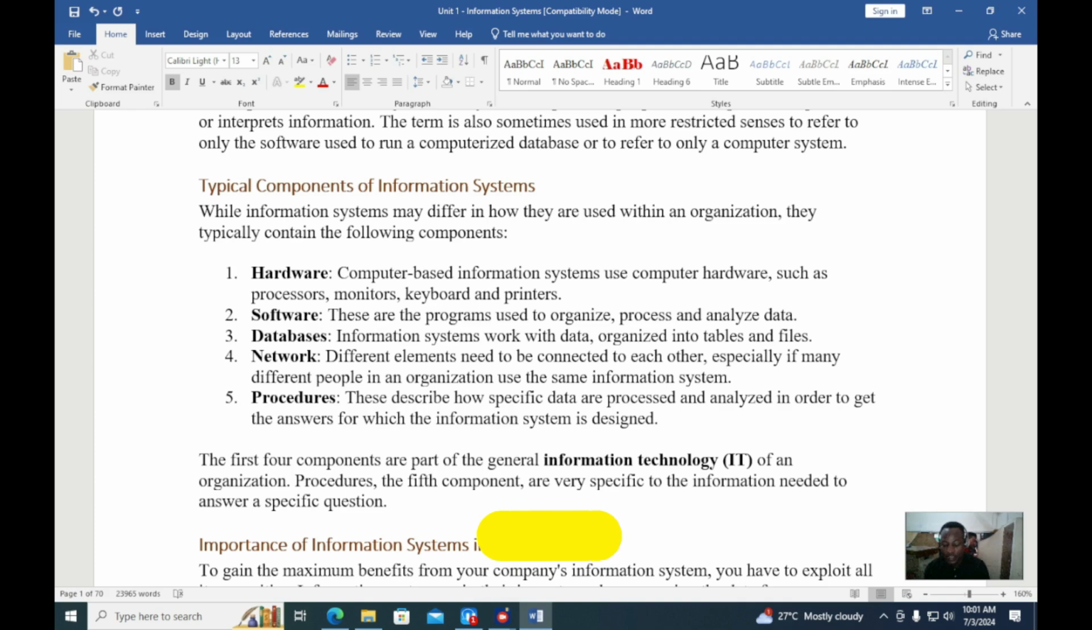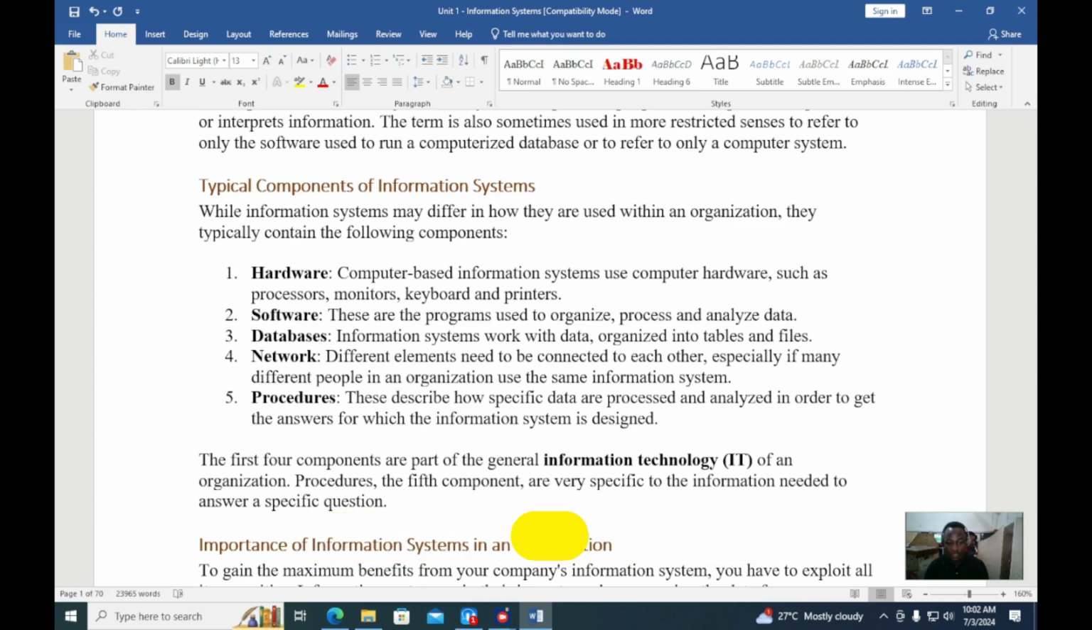So we also need databases. Now, since we create information systems for the purposes of organizing, processing and even distributing information, it means that the basis of operation of information systems is basically data. So a database has its work in managing data, and databases organize our data into tables and files. So to organize and store the data, we need databases.